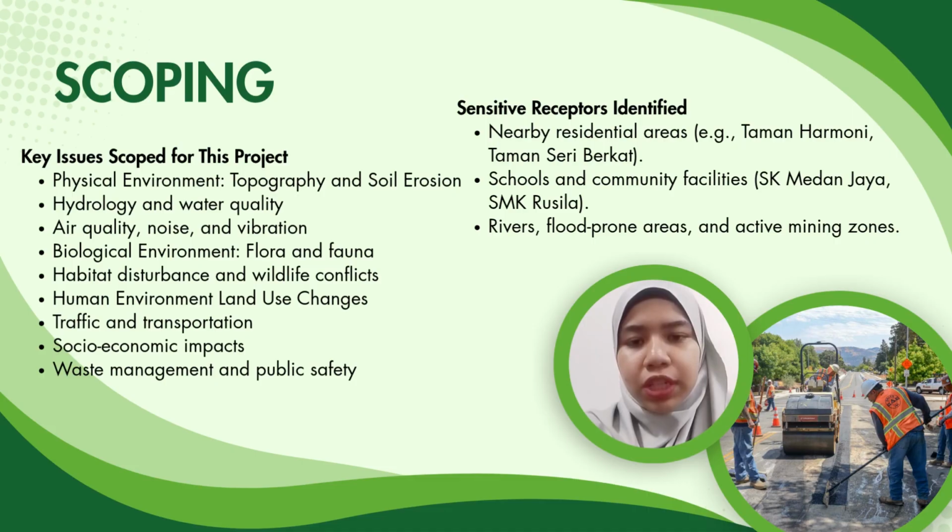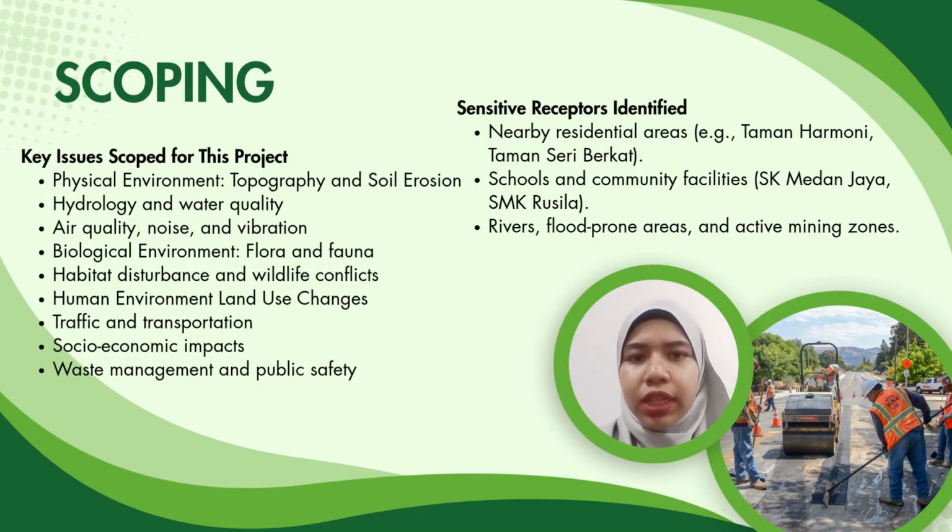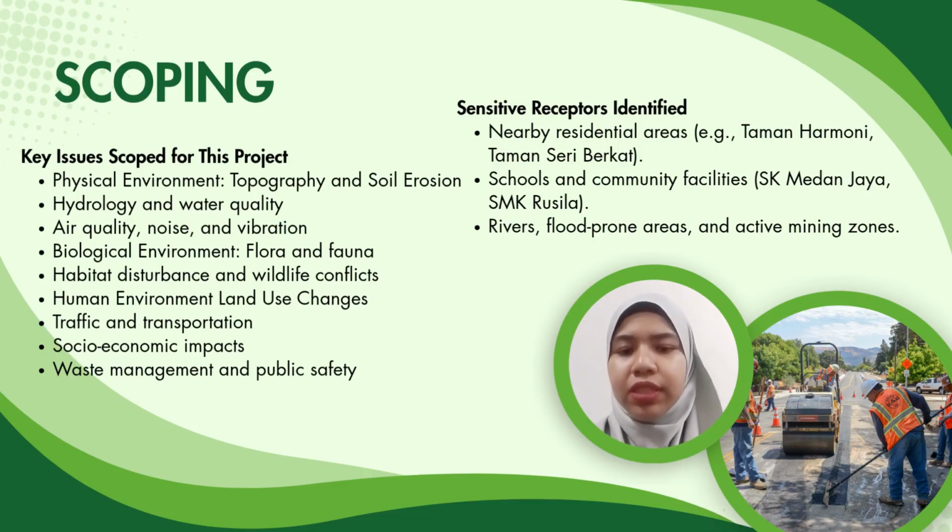For this road construction project, the scoping exercise identified several important environmental components that require detailed assessment. These include water quality, hydrology, ecology, land use, traffic, and socio-economic conditions. The study also identified environmentally sensitive sectors such as nearby rivers, residential areas, schools, and public facilities that may be affected by the project activities. By carrying out the scoping process, the EIA team can concentrate on the major issues, propose suitable mitigation measures, and develop an effective environmental management and monitoring program for the project.